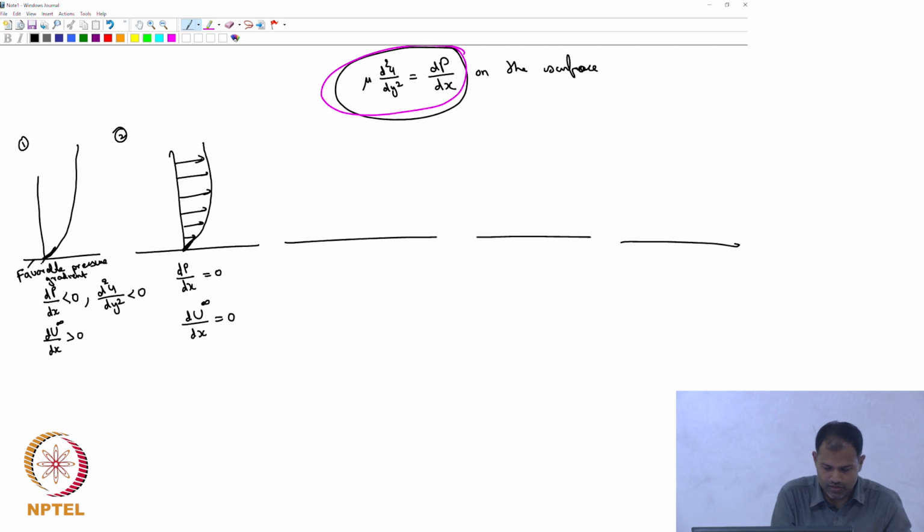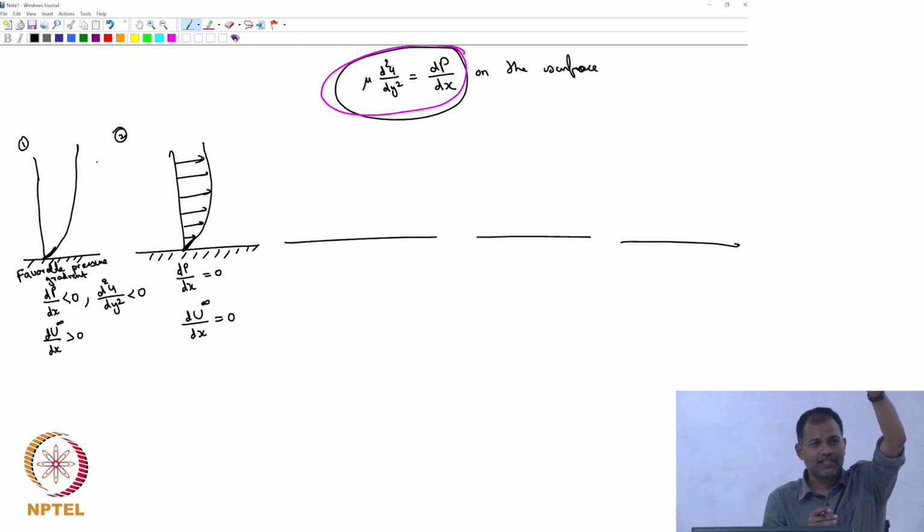This is wall. The other is just to draw the profile, I am just drawing it from 0 distance. Yeah, because I have pressure decreasing, so velocity increasing. So this is only up to boundary layer. Whatever I have drawn is up to the boundary layer. So delta is going to be much larger than that.